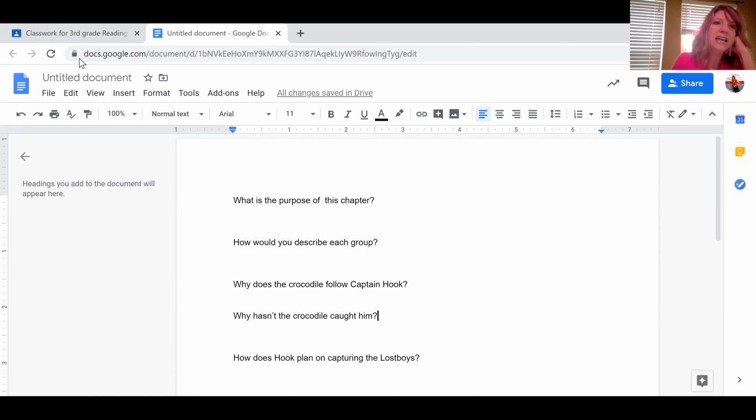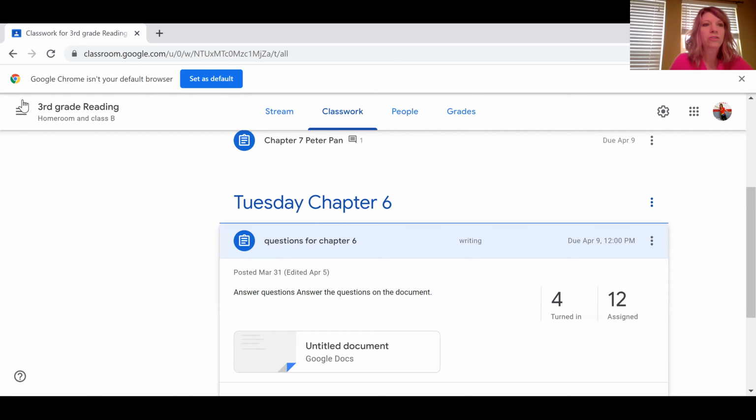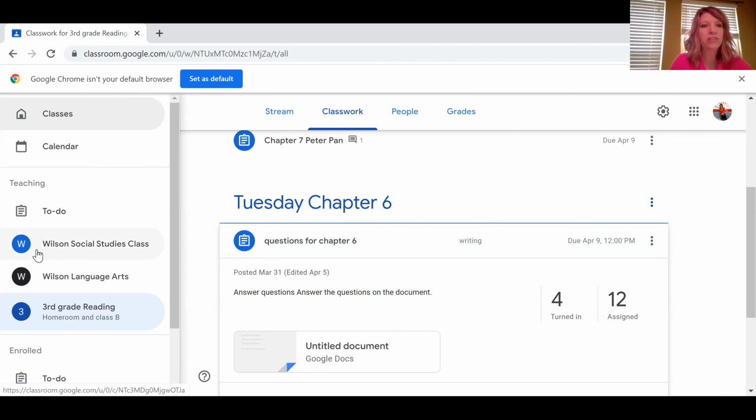All right, so the next thing that we are going to look at is our social studies, okay? Which is actually kind of more writing than social studies. They're all connected together. So we're going to go into our social studies app.